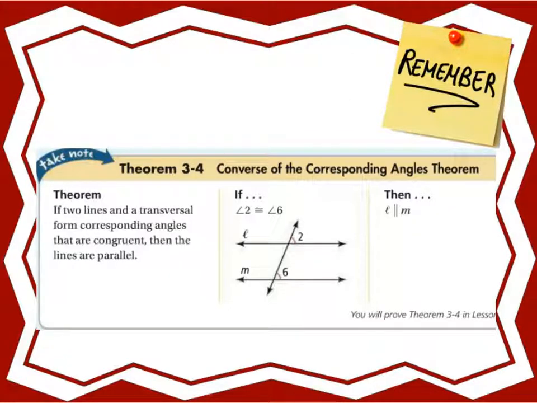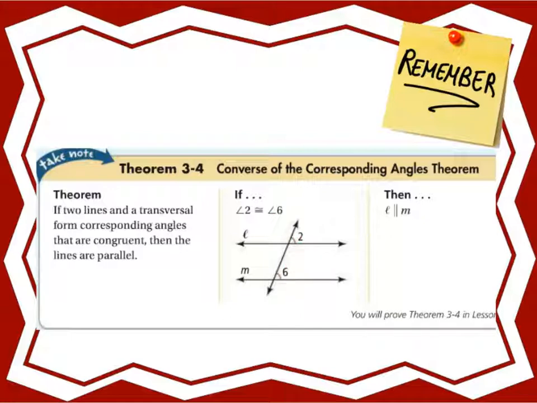Here's what I mean. I'm going to have a scenario where I have this picture. It has these two lines and this transversal, but notice on this one that the two lines don't have the little triangle. The lines are not parallel. What I do know, though, is that these two angles are congruent. That's what's given to me.